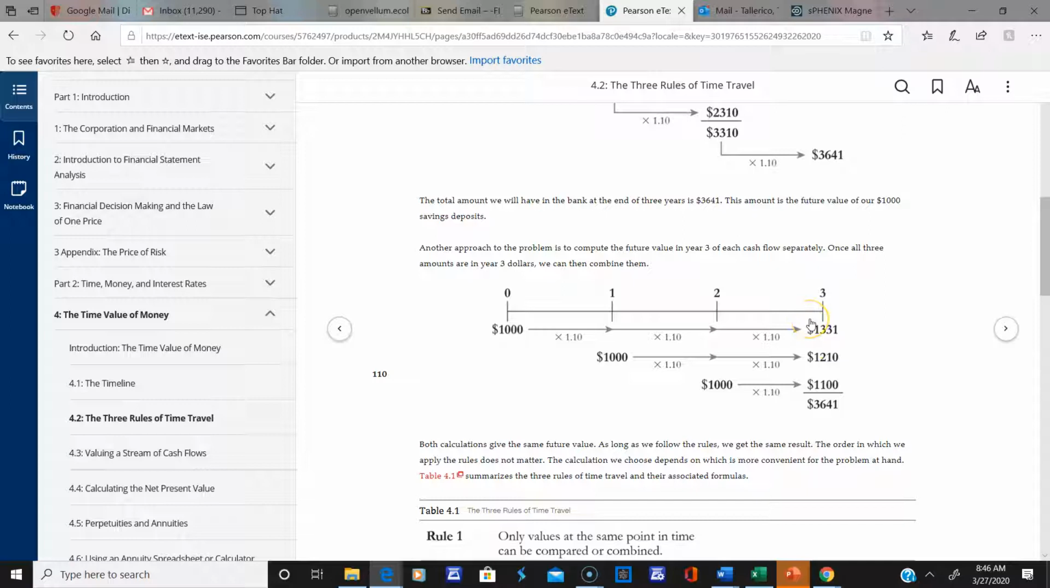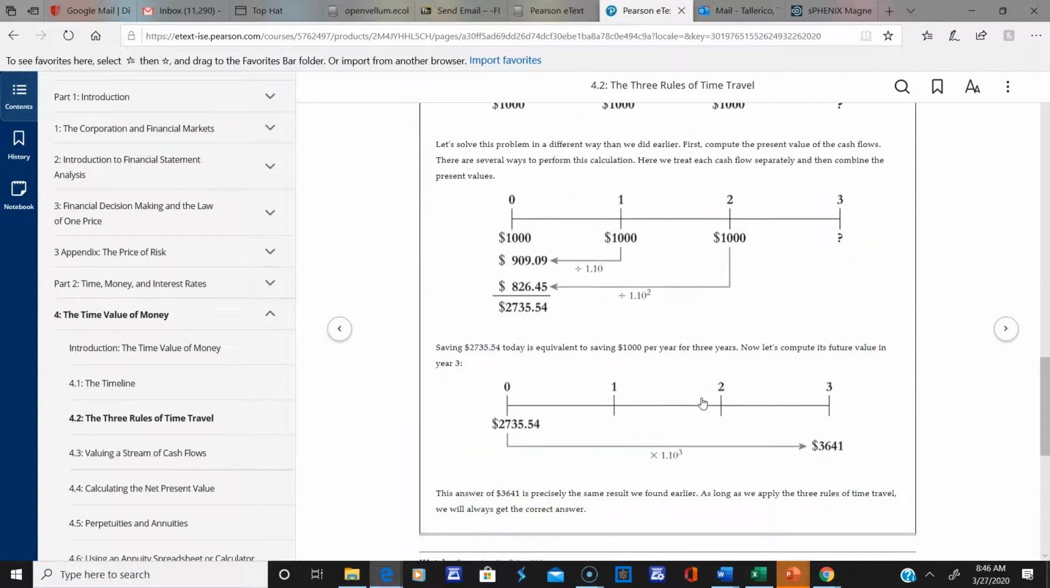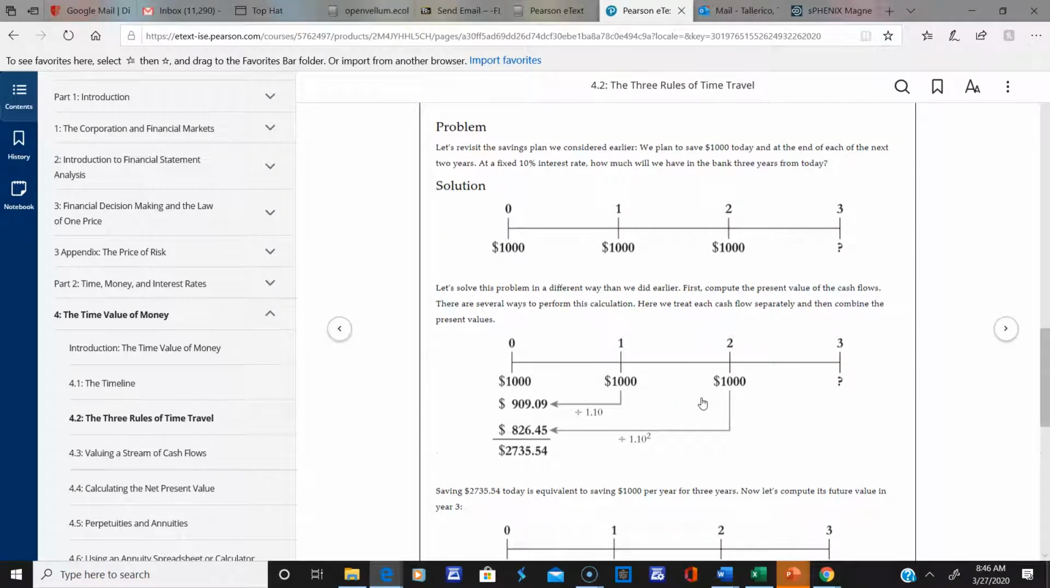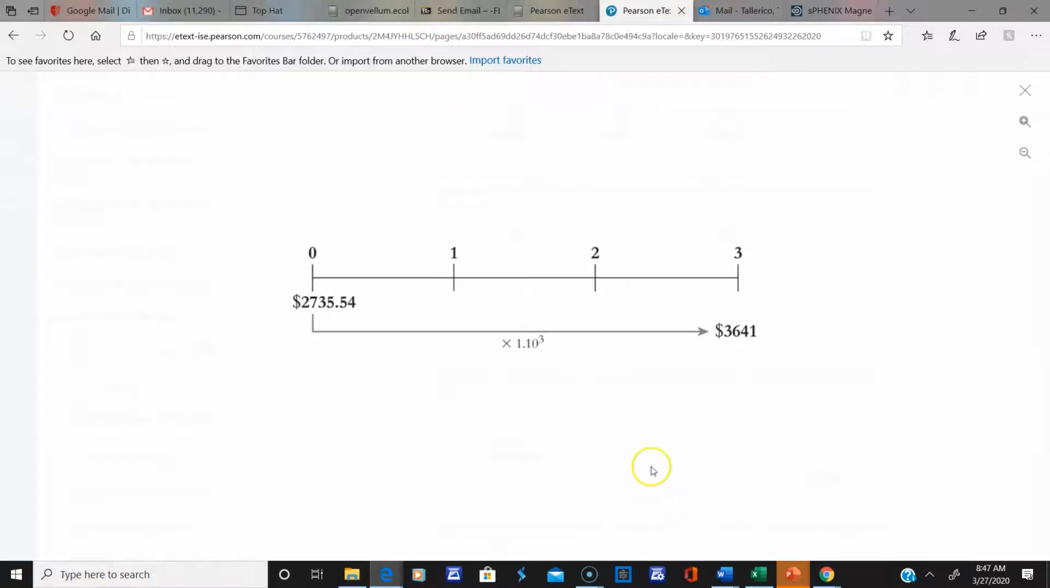And you add them up, and it comes out again to 3,641. Now, there's a third way. Let me get to the third way. Here's the third way. Here are the cash flows again, right? And you see it says, let's solve it in a different way than we did earlier. So we know the present value of this. Now we take the present value of that, and the present value of that for 2 years, right? And then we add them up.